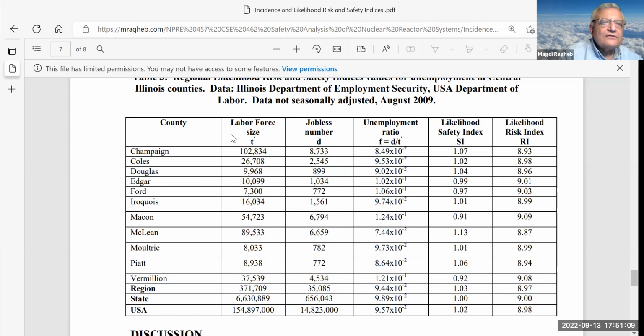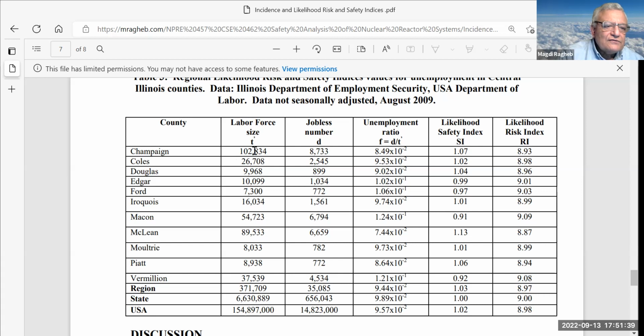And the government agencies in that case come in to try to help by providing funds for maybe re-educating or retraining people so that they can get meaningful jobs and lead a decent life in society. So let us say that there is a number of unemployed in central Illinois. These are the different counties in Illinois: Champaign County, Coles County, Douglas County.